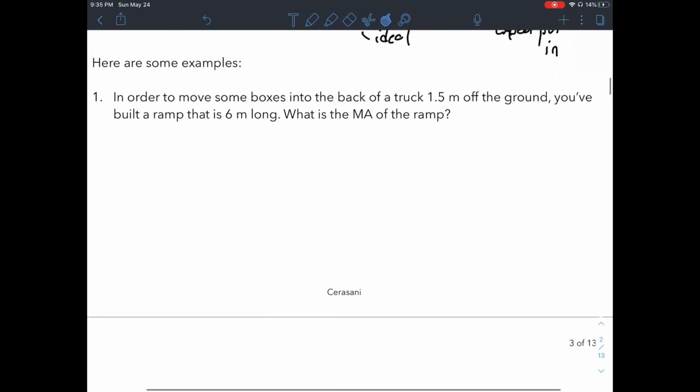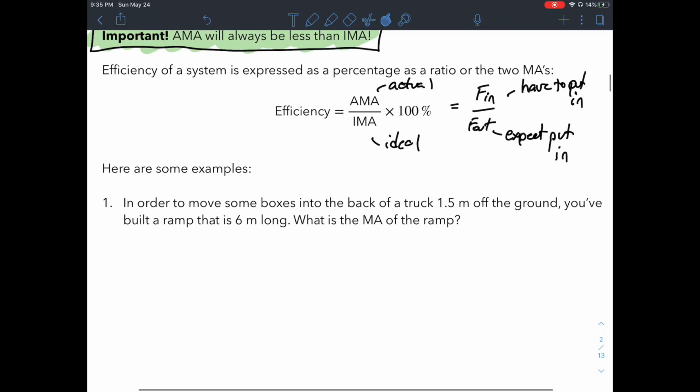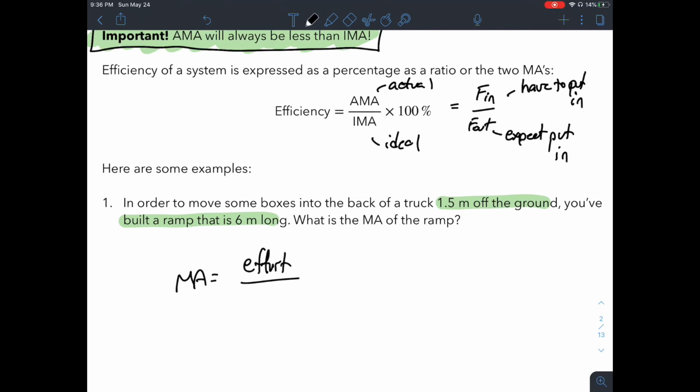So let's do a bunch of examples with this stuff, talking about effort distances and efficiencies. We want to move some boxes into the back of a truck, 1.5 meters off the ground. You built a ramp that's 6 meters long. What is the mechanical advantage of this ramp? What we just learned is that our mechanical advantage is our effort distance divided by our output distance. Our effort, we are going to push for 6 meters. That's how long we push for. And where we are going with this is 1.5 meters off the ground.